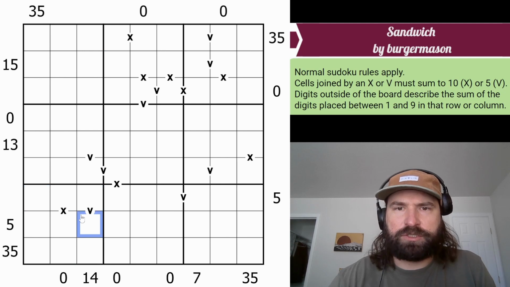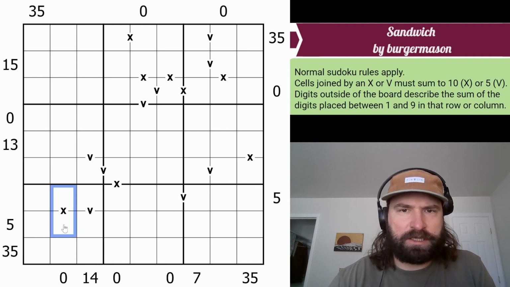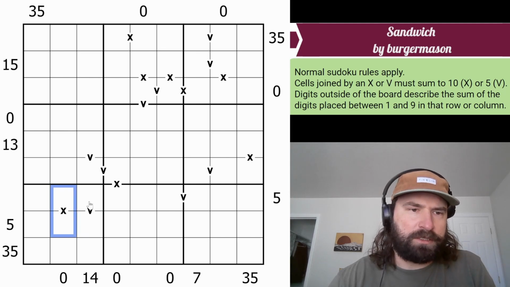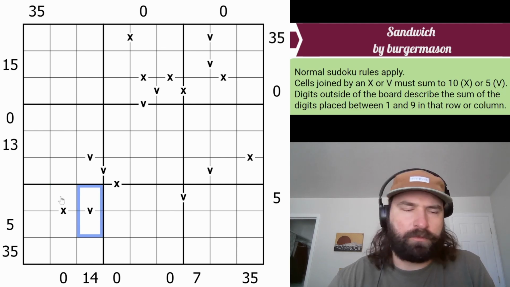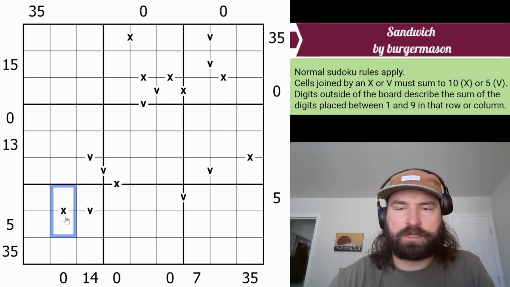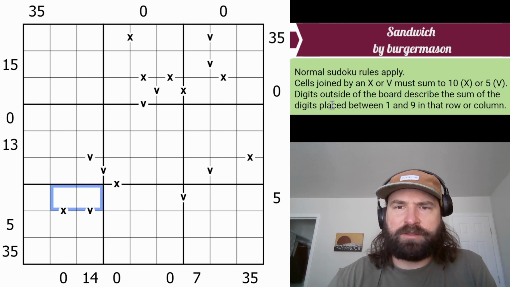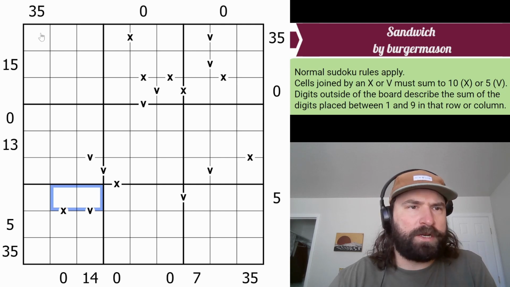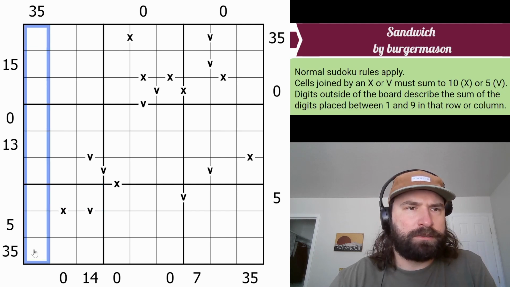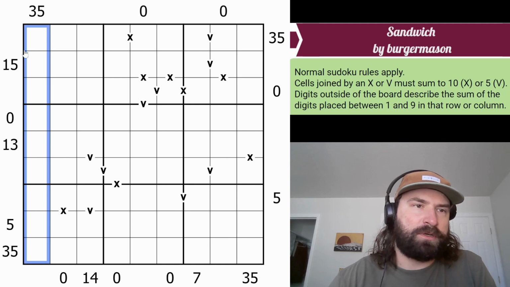Then cells joined by an X or a V. So these add to 10 and these add to 5, like the Roman numeral. So these could be like 4, 6, and these could be like 4, 1, for example. That combination of digits wouldn't work because I can't repeat a 4 in this box, but I think you get it. Digits outside the board describe the sums of the digits placed between 1 and 9 on that row or column. Okay, so wherever 1 and 9 go here, I've highlighted an interesting one.